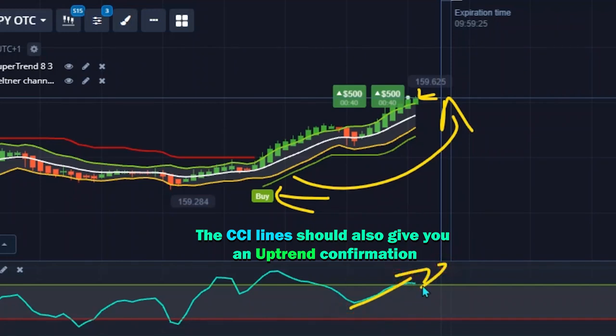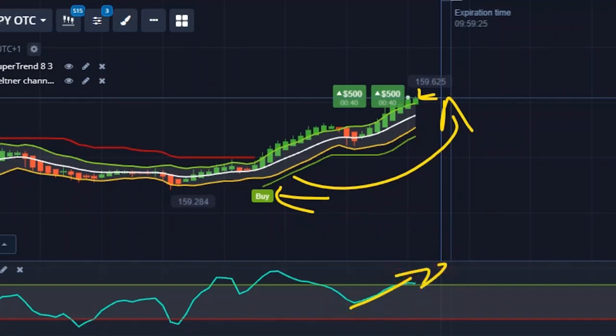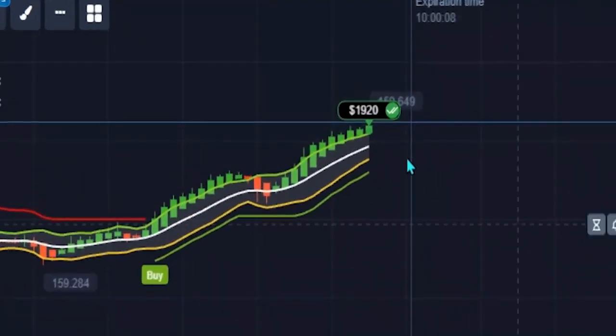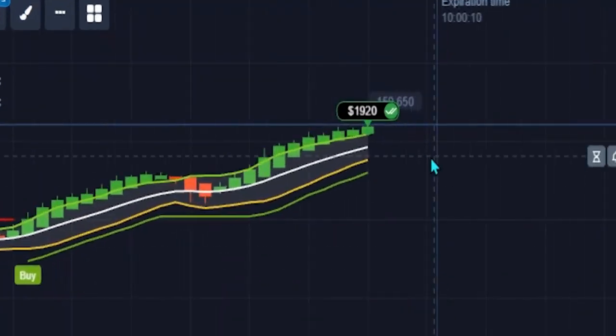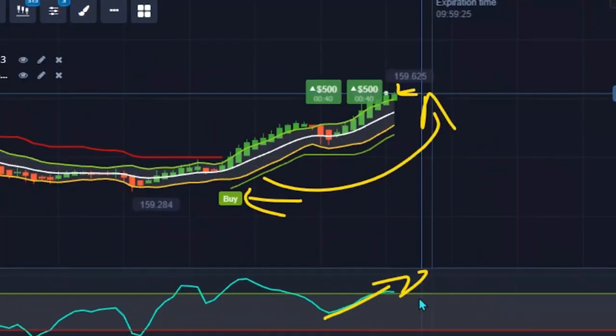You know, the other time we have it giving us a downtrend. I think we have a good moment right there. As you can see, we're in the money on that. A good one again. So with your CCI, you need to have a confirmation of an uptrend as well.